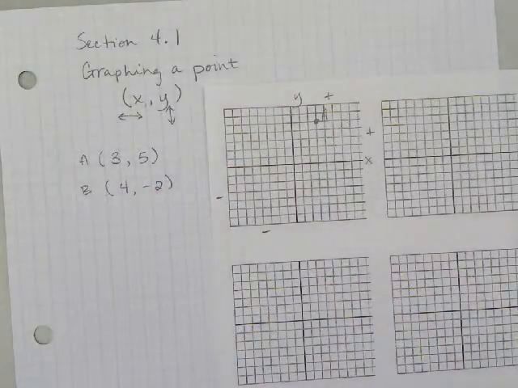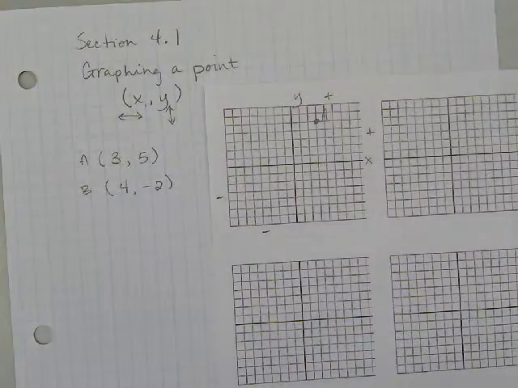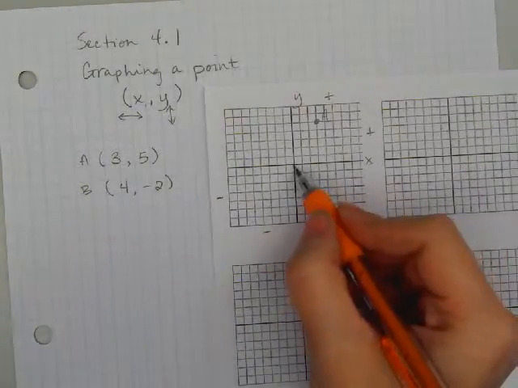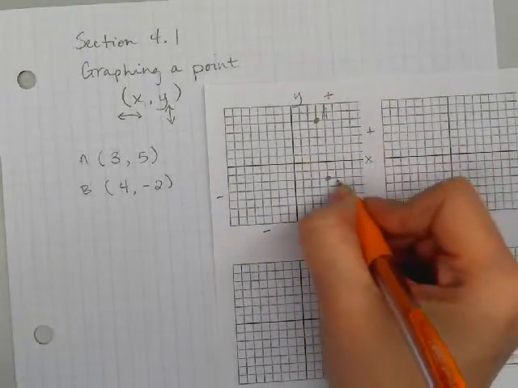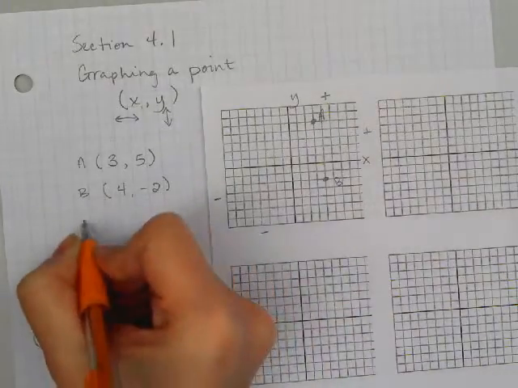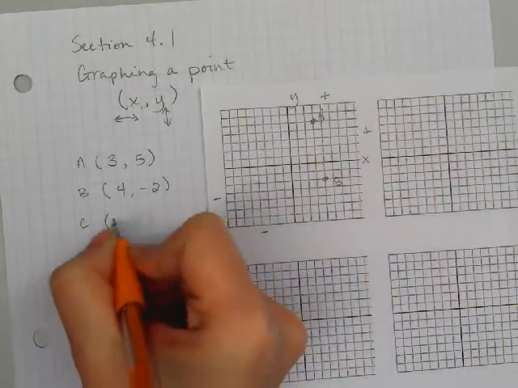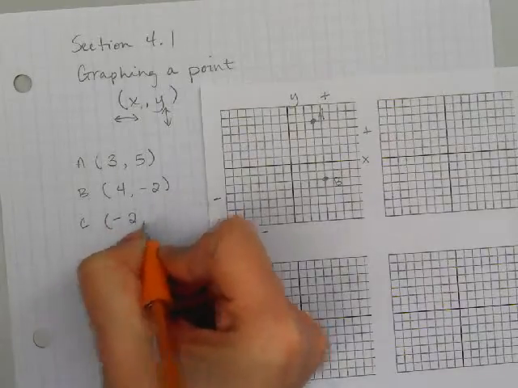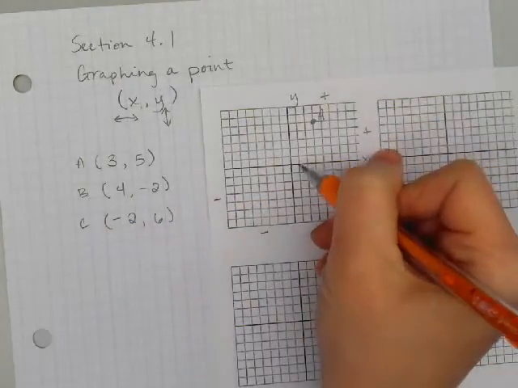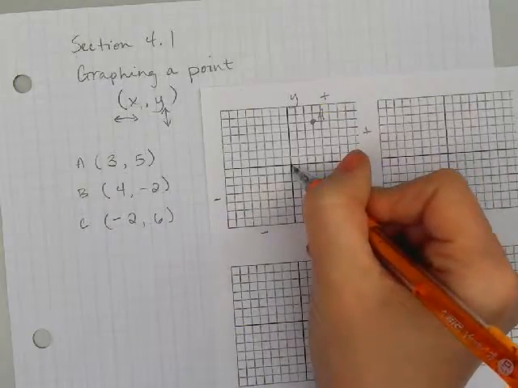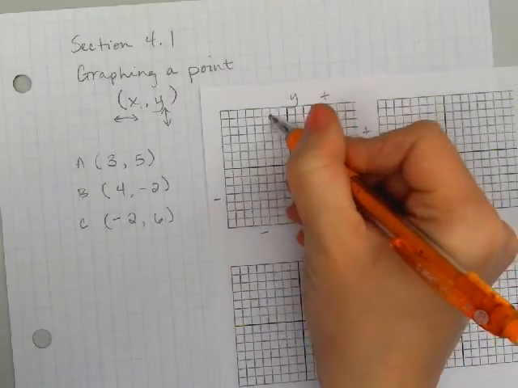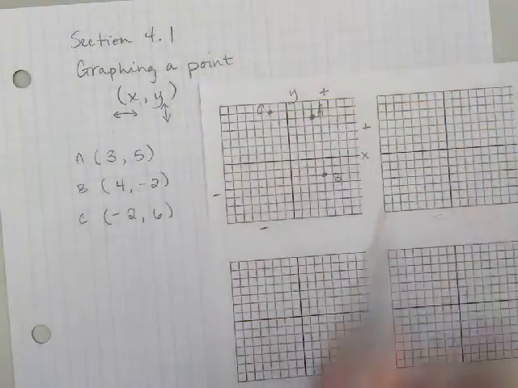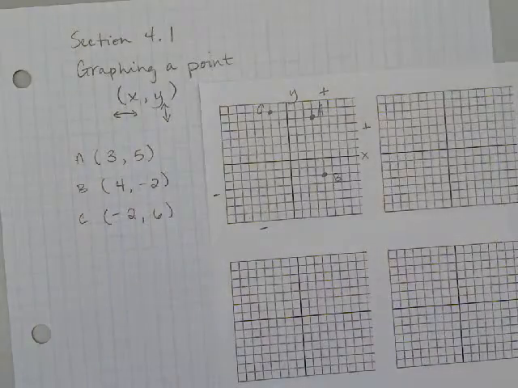If I have the point negative 2, 6, somebody knew, where am I going to go? Faith? Left 2. Left 2, up 6. And let's say I have the point negative 5, negative 4. Where do I go? Somebody knew. Left 5, and then down 4.